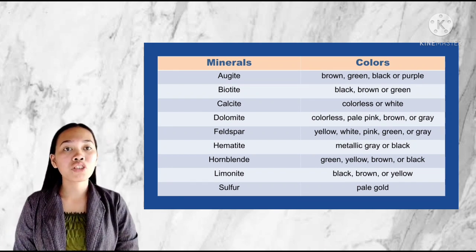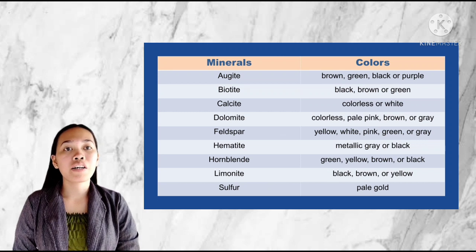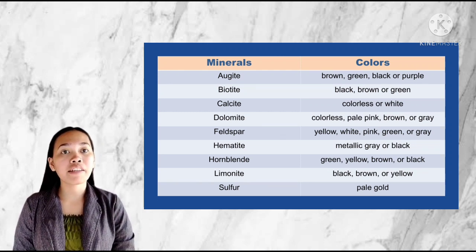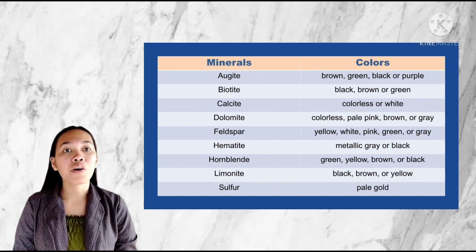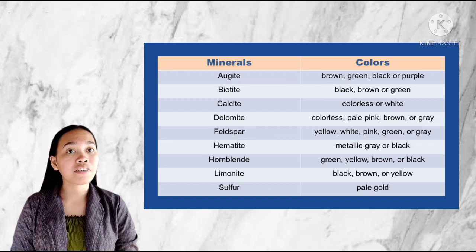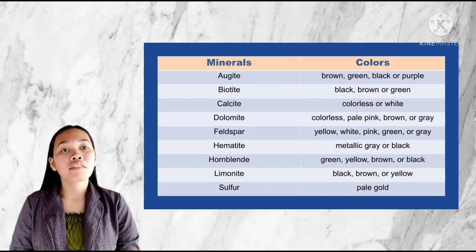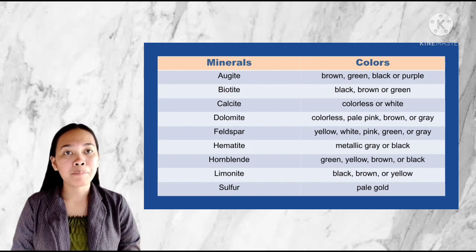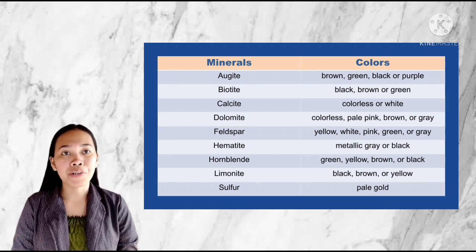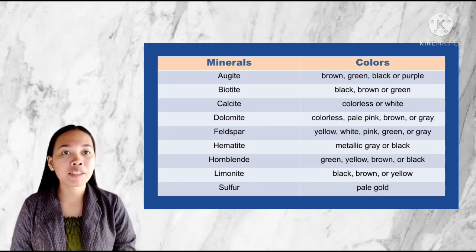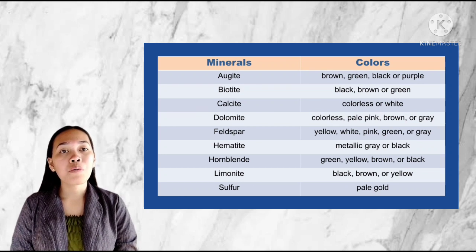The color of augite is brown, green, purple, or black. The color of biotite is black, brown, or green. The color of calcite is colorless or white. The color of dolomite is colorless, pale pink, brown, or gray. The color of feldspar is yellow, white, pink, green, or gray.